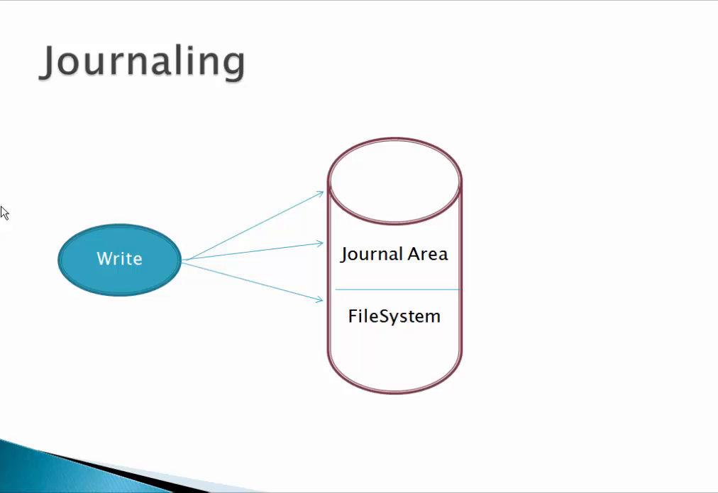This kind of problem was solved by the introduction of journaling, where you write the data to an area called the journal area before writing it to your actual file system. So in case of a system or power failure, this journal area needs to be checked rather than the whole metadata, and this solves the problem of your data integrity.